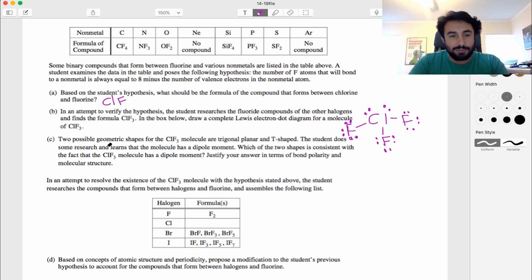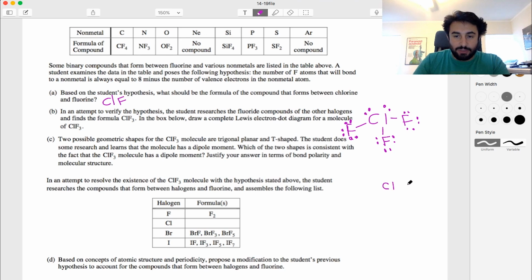Now, 2 possible geometric shapes for this molecule are trigonal planar and T-shaped. So let's actually just draw those. So trigonal planar would be, so we've got 5 electron domains, right? 1, 2, 3, 4, 5. 3 atoms, 2 lone pairs. So it's going to be trigonal bipyramidal. That's going to be the electron domain geometry.